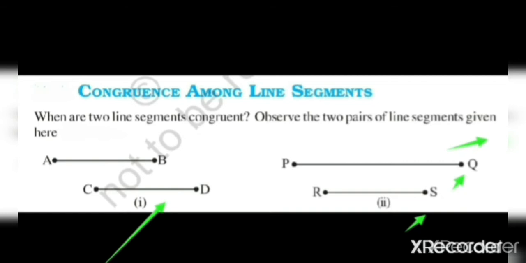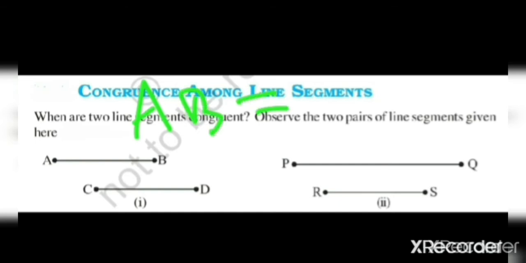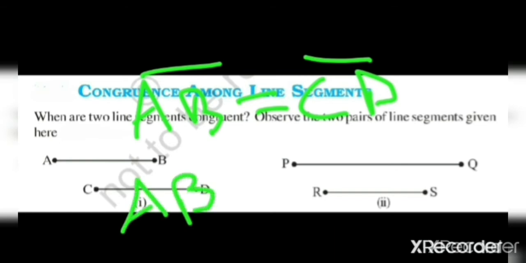So in this way we can say that line segment AB is congruent to CD. Don't forget the symbol of congruence. That means we can write AB equals CD. Line segment AB equals CD, when we actually mean that line segment AB is congruent to line segment CD. Clear?